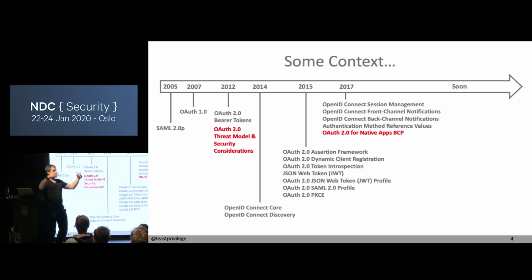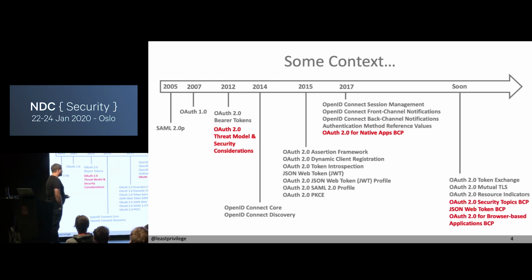So they try to capture what happens at this point in time and give you concrete guidance on how to implement things. The first of them was for native applications, yeah, mobile apps, yeah, because that was a big thing. People started using OAuth for that. How do you do it right?